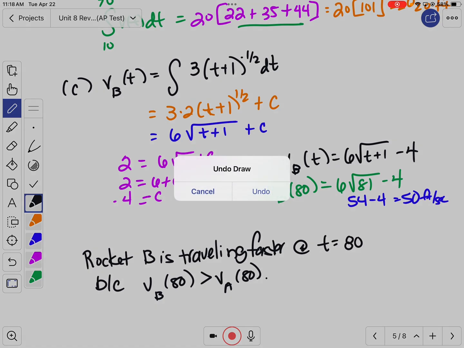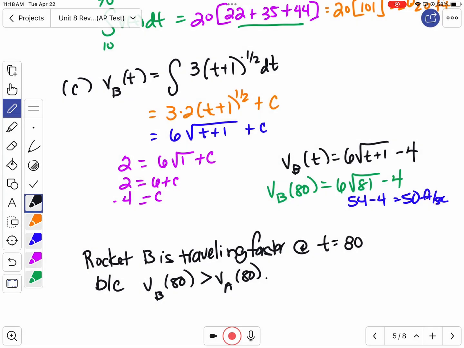This was worth 4 points, okay? You got 1 for the antiderivative. You got 1 for the constant. You got 1 for doing v sub b of 80, and then you got 1 for your conclusion. Now, that means we're still missing a point. That 1 point came from getting the right units in A and B. So they gave you 1 unit point. You don't get half points for units, by the way. You either get them or you don't.